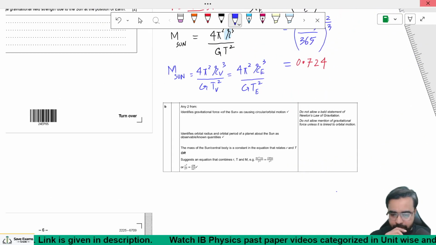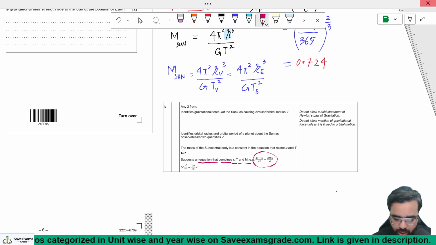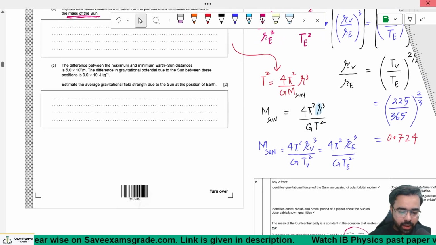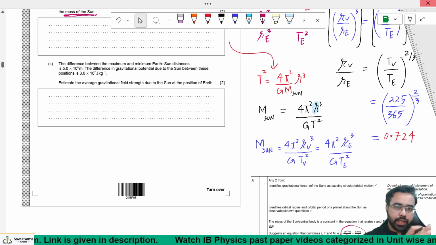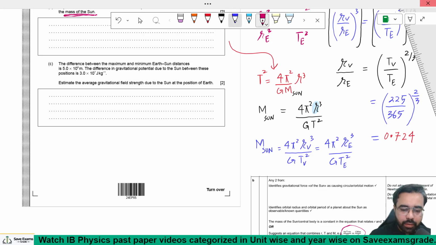So students, here is the mark scheme. Let's see what they say. Suggest an equation that combines r, T and M, so you can apply this Kepler's third law to find the mass of the sun. Now let us see the last part of the question, which is specifically for the HL students. SL students can go to the next question video.